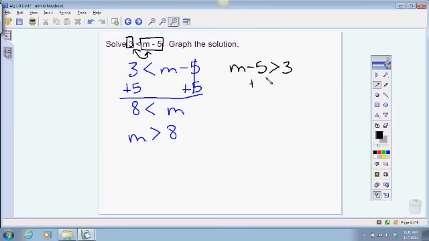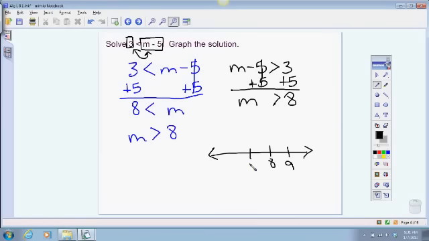Because notice what happens if we solve this inequality as well, we get m is greater than 8. And again, to graph, circle on the number line at the number you come up with. Decide if it's open or closed. In this case, we're just talking about greater than, so we leave it open. And we're talking about all the values bigger than 8, so we draw our arrow to the right.